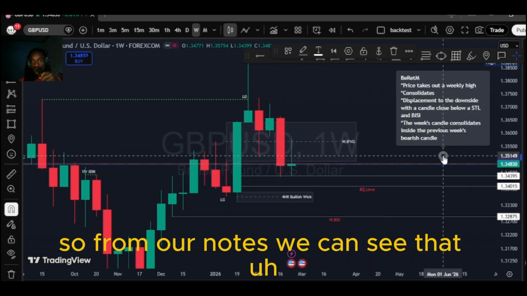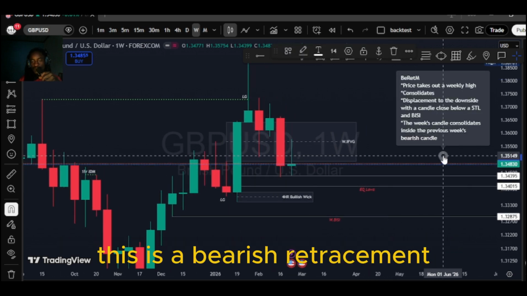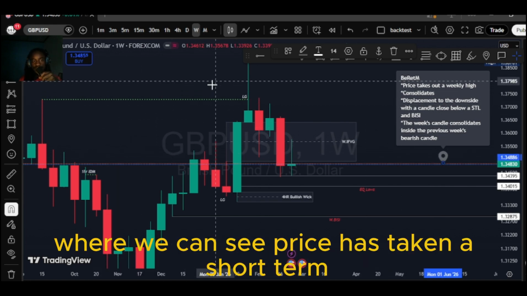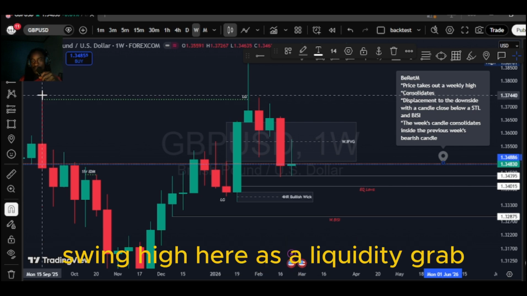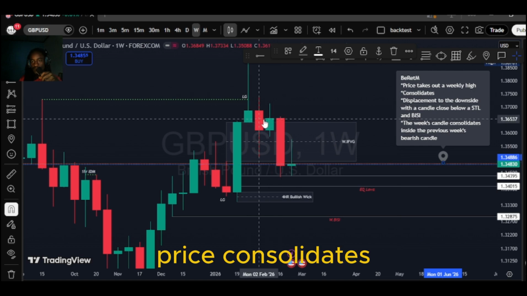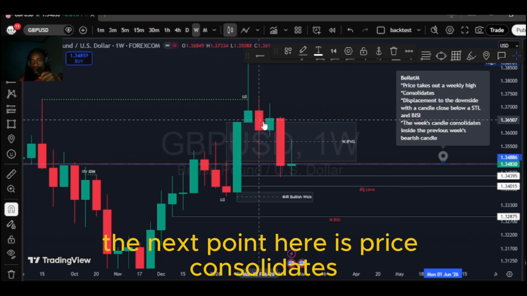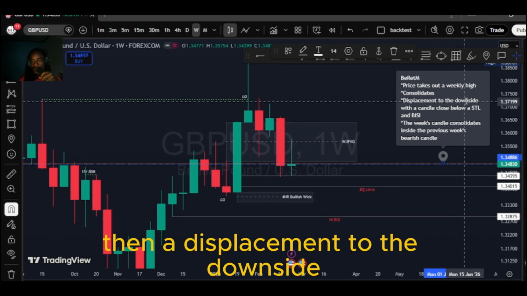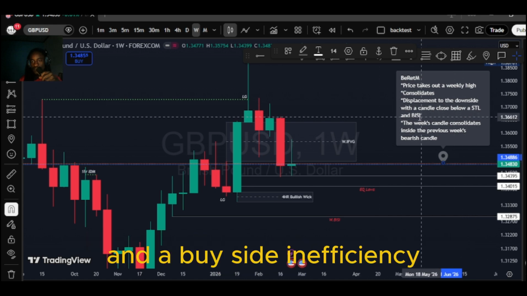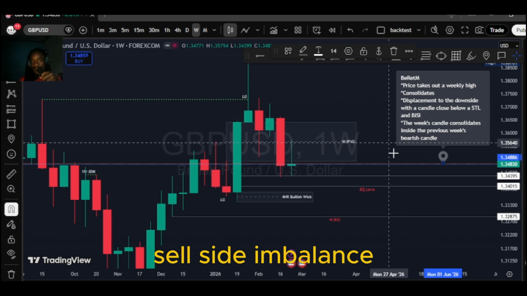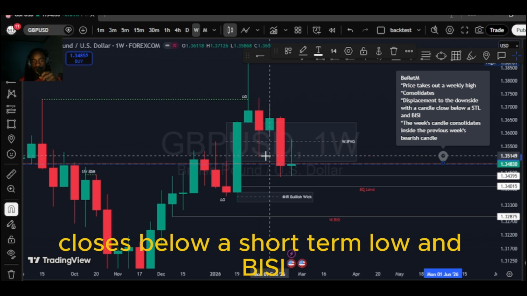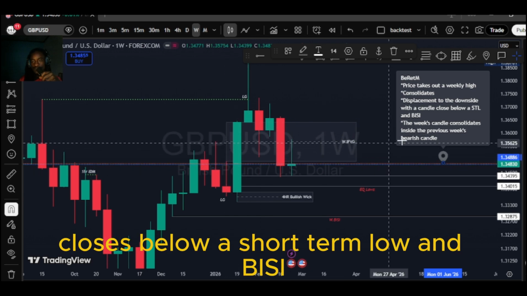So from our notes, we can see that this is a bearish retracement, where we can see price has taken a short-term swing high here as a liquidity grab. Price consolidates, then a displacement to the downside with a candle close below a short-term low and a buy side inefficiency, sell side imbalance. So this is the candle that closes below a short-term low and a BC.